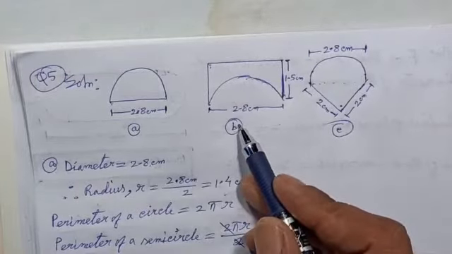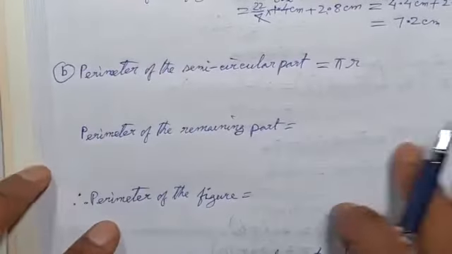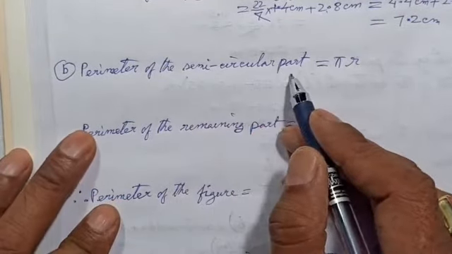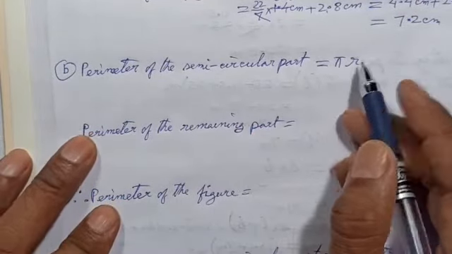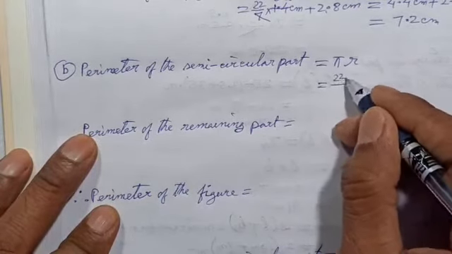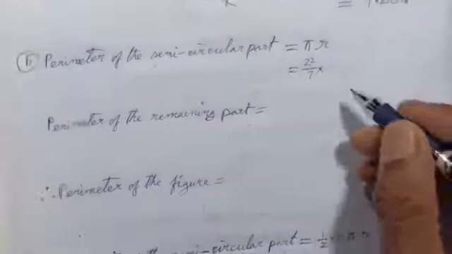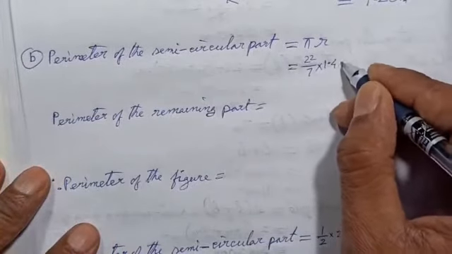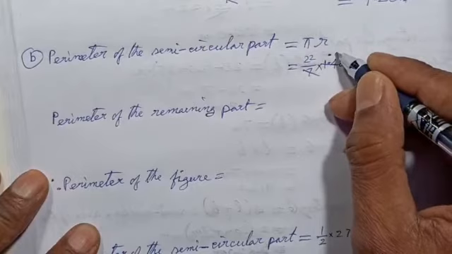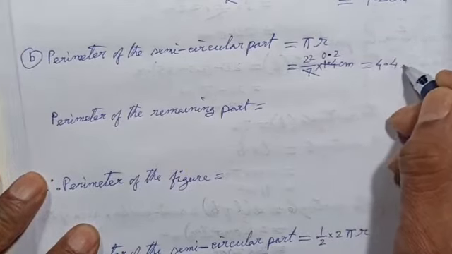Next is figure number B. Here also the diameter is 2.8 centimeter. So in this B, the perimeter of the semicircular part is pi r. Then pi is 22/7, and the radius will be the same as this, 1.4 centimeter. So 1.4 centimeter. 7 divide this. 7 2 times is 14. Then we are getting 4.4 centimeter.